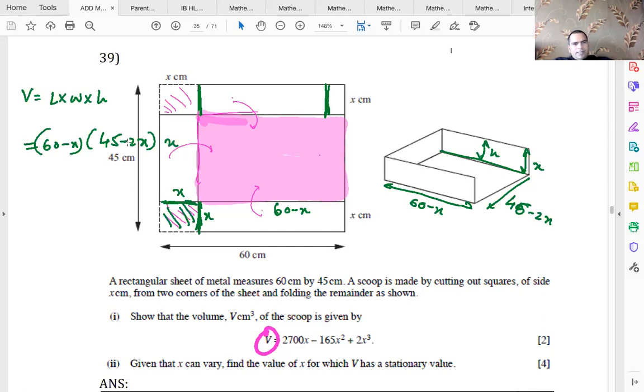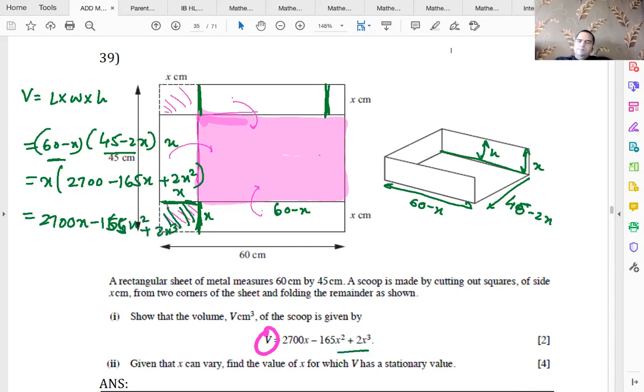So when you expand these two brackets, you will get basically x times (2700 minus 165x plus 2x squared). This is what you're going to get. And if you open it further, multiplying with x, you'll get 2700x minus 165x squared plus 2x cubed, which is going to be the volume formula.